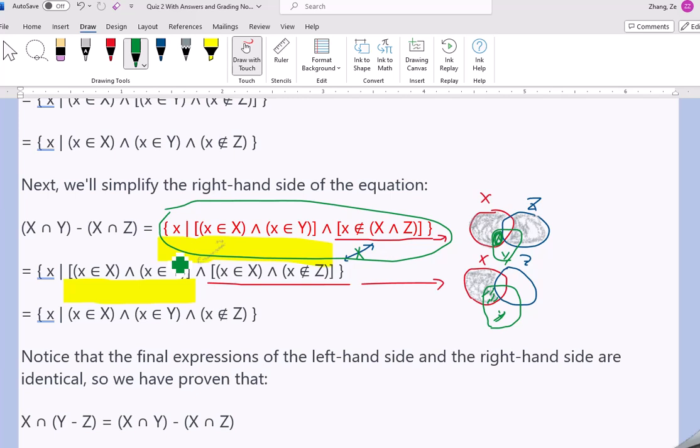Now let's look at the formal way of how you directly use set theory to do this.